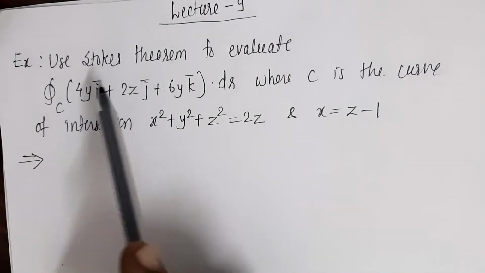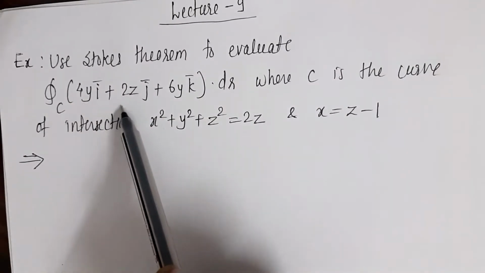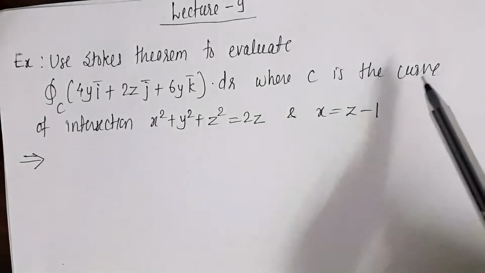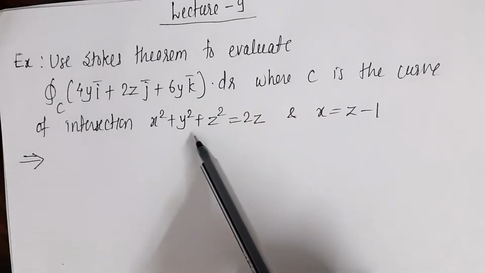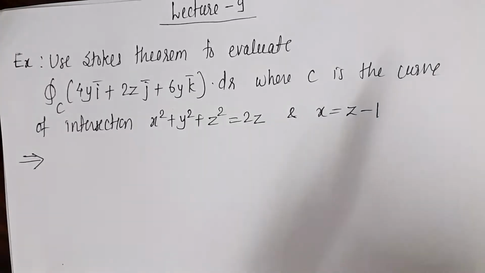First example: use Stokes theorem to evaluate the integral over C of (4y i plus 2z j plus 6y k) dot dr, where C is the curve of intersection of x square plus y square plus z square is equal to 2z and x is equal to z minus 1.